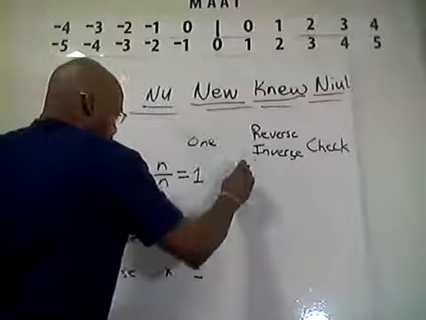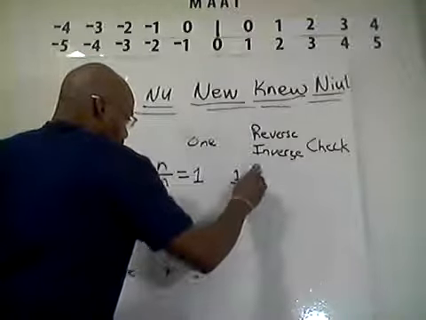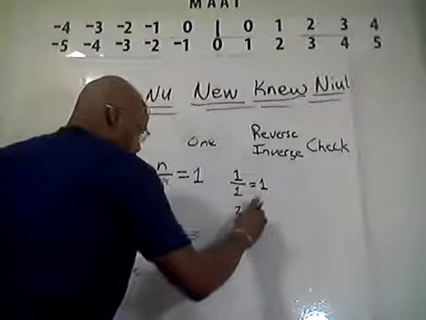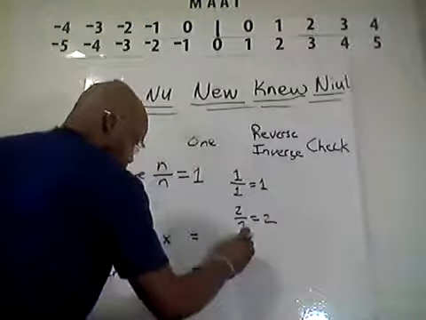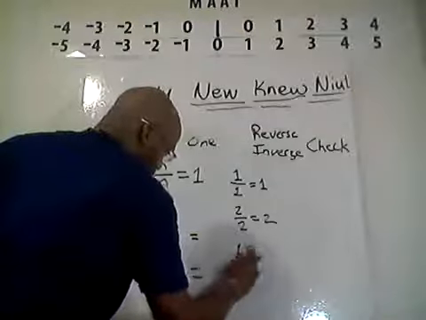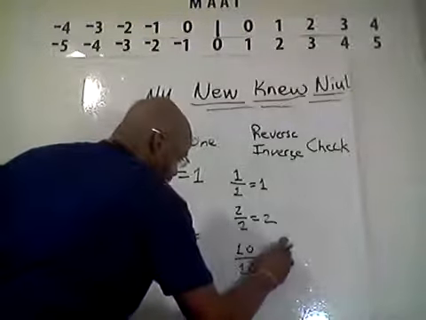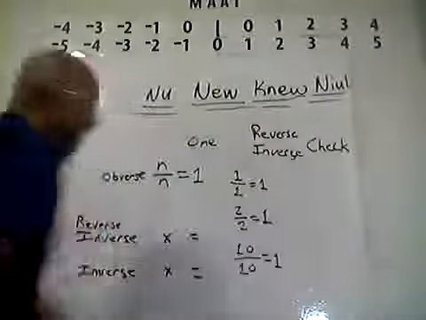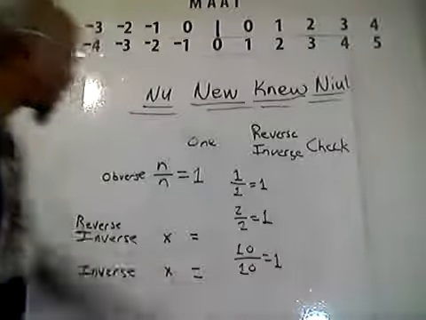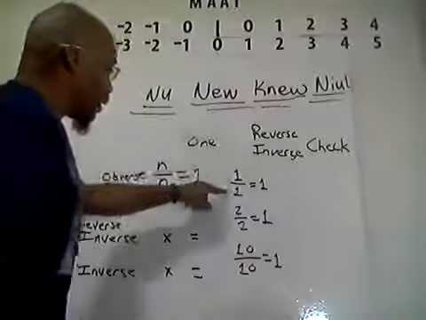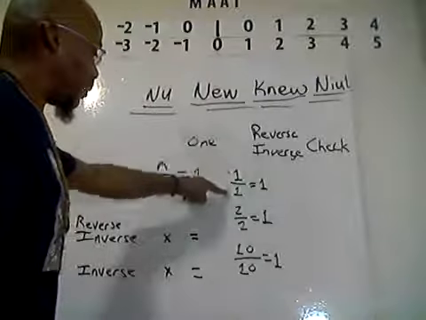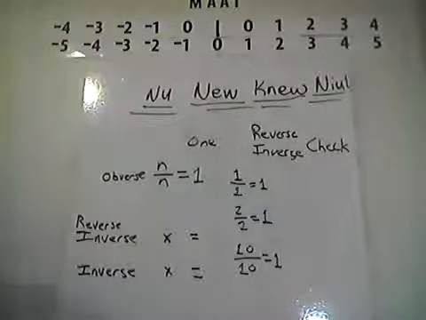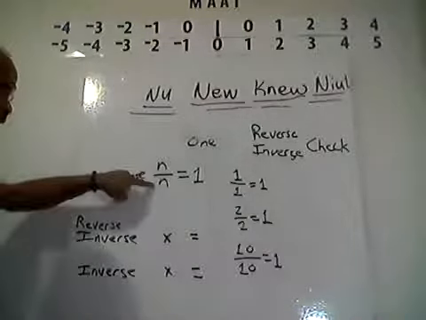So let's try it. 1 alienate 1 equals 1. 2 alienate 2 equals 1. 10 alienate 10 equals 1. So now, we see that anytime we divide a number by itself or alienate a number from itself, it equals 1. So we see it always equals 1. So n divided by n equals 1.